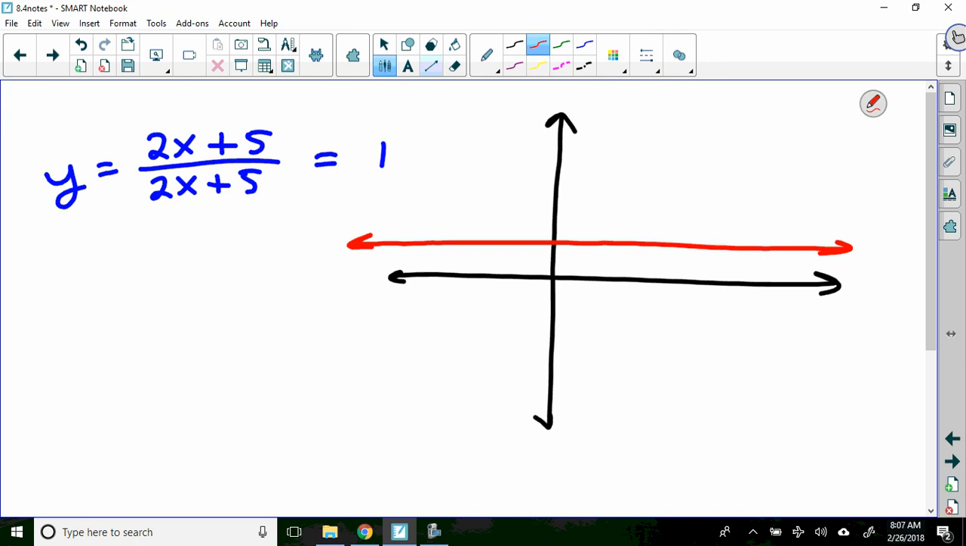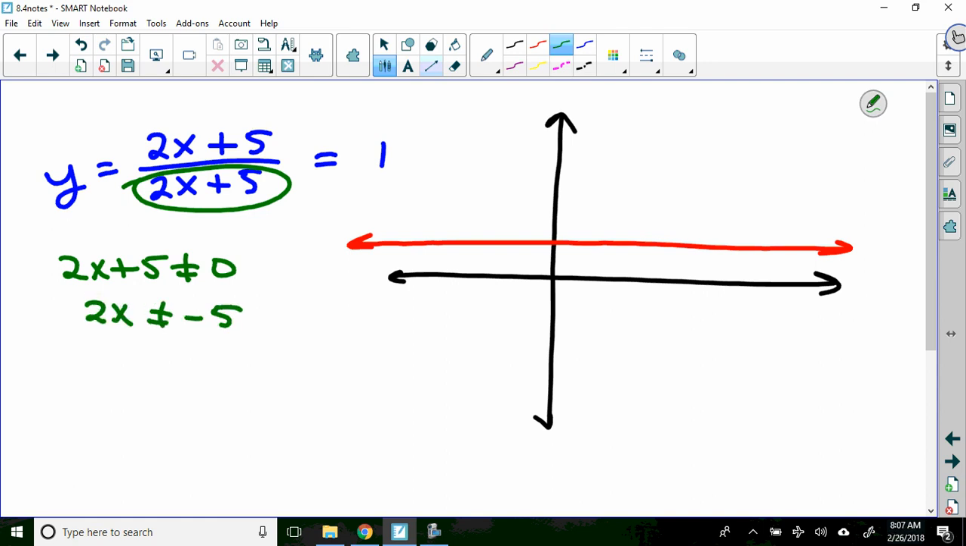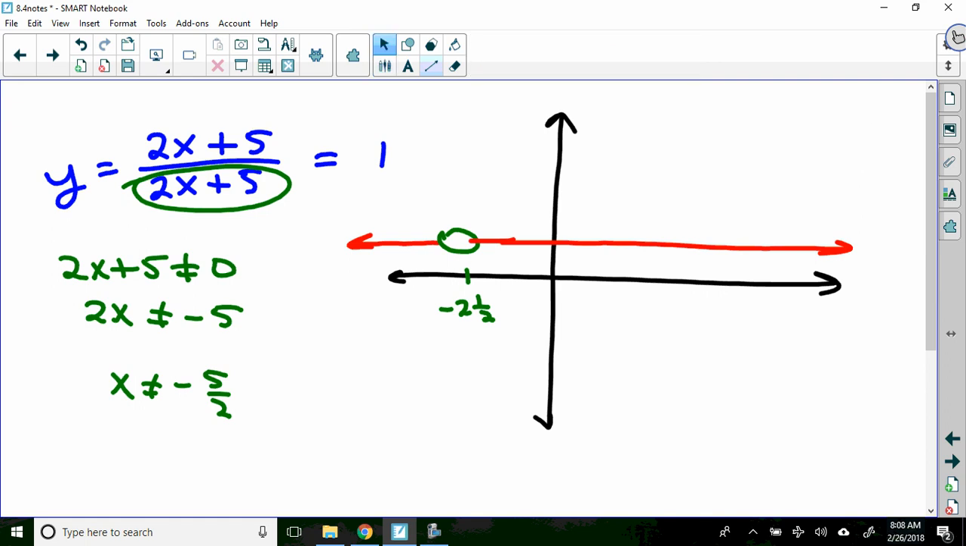You're not allowed to divide by 0, right? You're not allowed to divide by 0. So 2x plus 5 is not allowed to equal 0. So that means 2x couldn't equal negative 5. That means x couldn't equal negative 5 halves. What that means is right here when x is negative 2.5, that graph has, here's a fancy word to say hole. So if you ever need a fancy word to say pothole, you could say pot removable discontinuity.